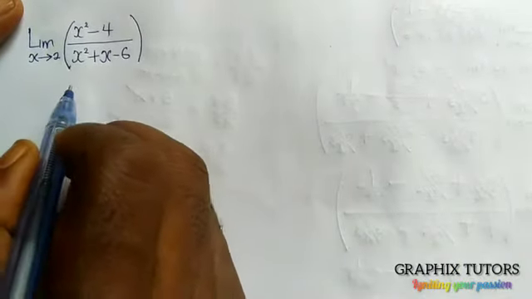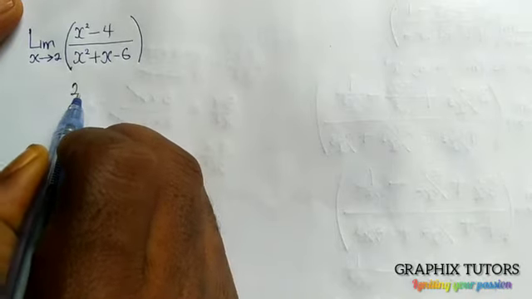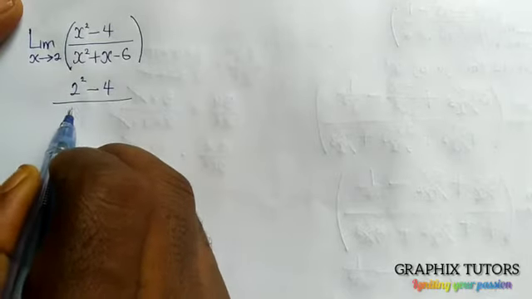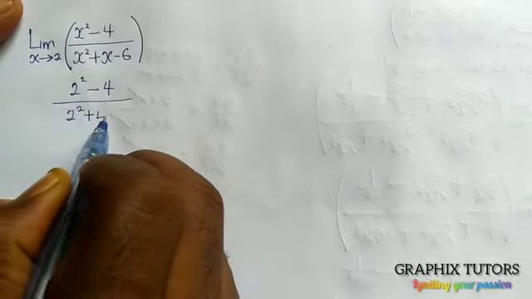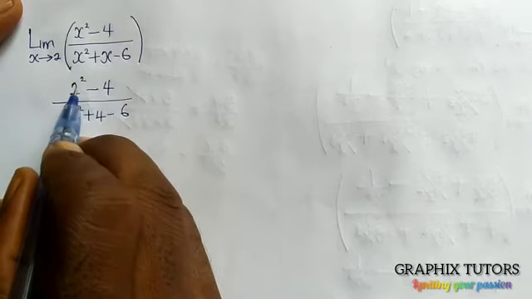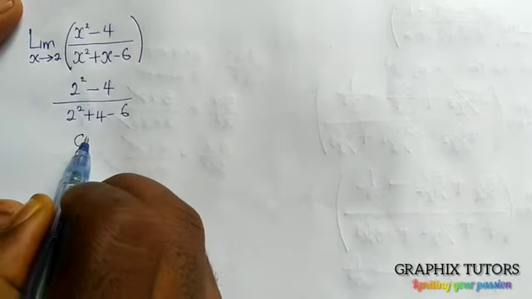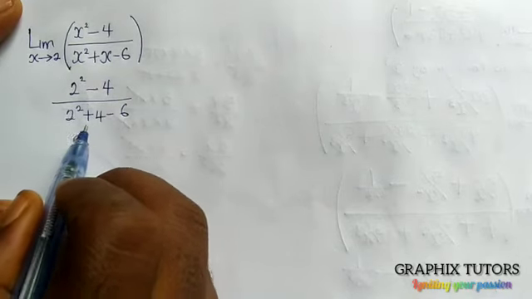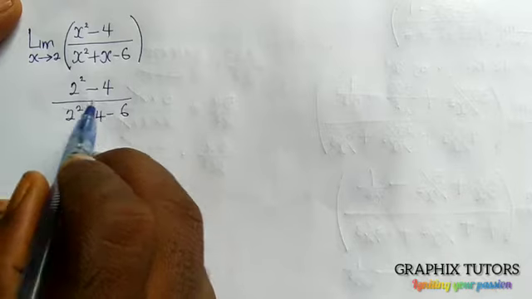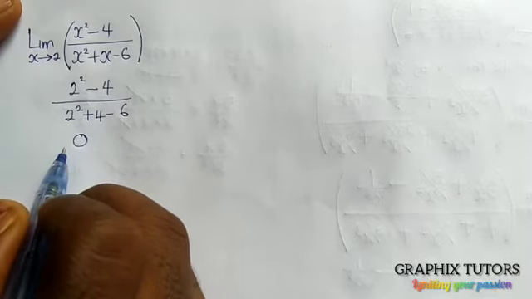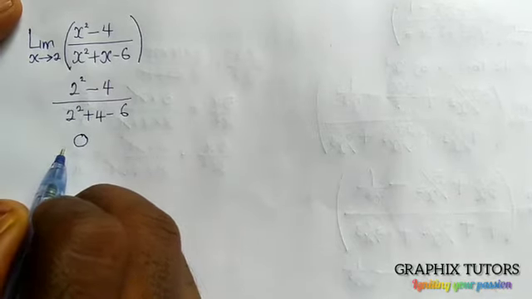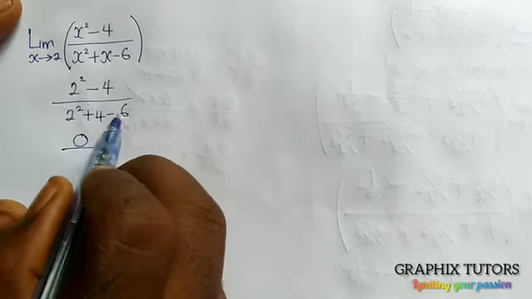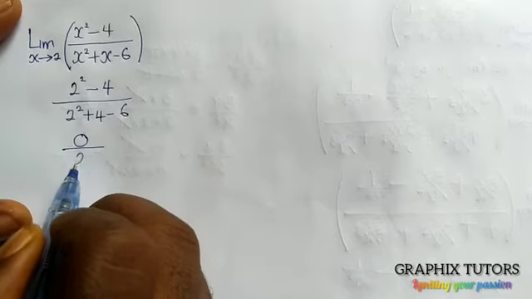So when I put my value, I'm going to be having 2 squared minus 4 all over 2 squared plus 4 minus 6. 2 squared is 4, 4 minus 4 is 0. 2 squared is 4 plus 4 is 8. 8 minus 6 will give us 2, right?